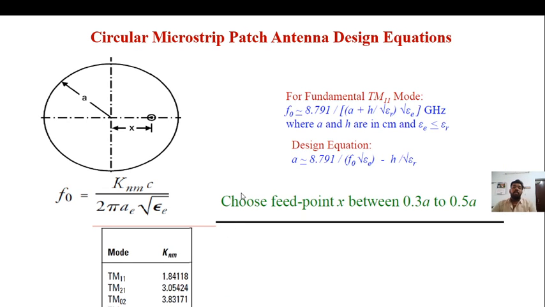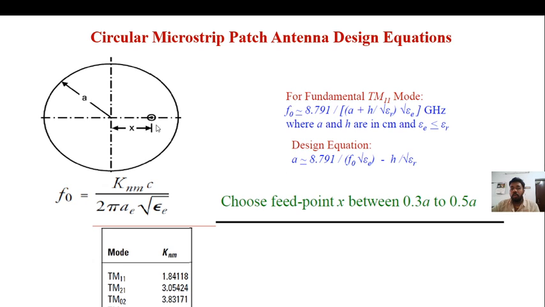And for the circular patch antenna, the design equation for the resonant frequency is K_nm c divided by 2 pi a_e root of epsilon_e, where K_nm is the mode equivalent number, which is given for each and every mode. And the fundamental frequency, that is the basic design equation to find out the radius, is given by this formula.